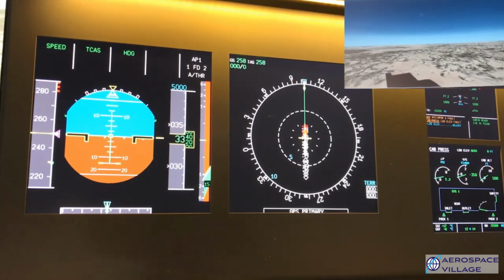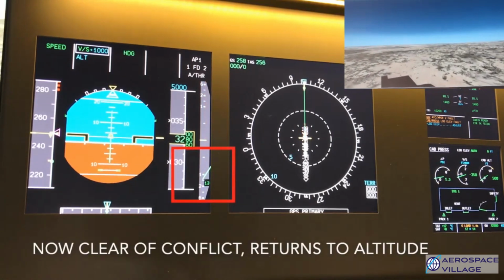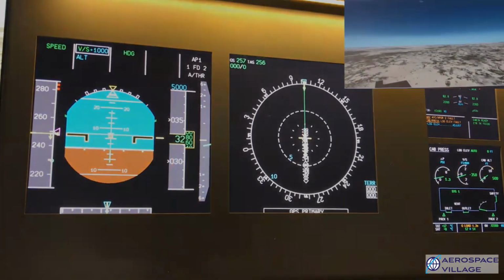Once we're clear of any conflict, the aircraft will pitch back up, increase thrust, and return us back to 5,000 feet.